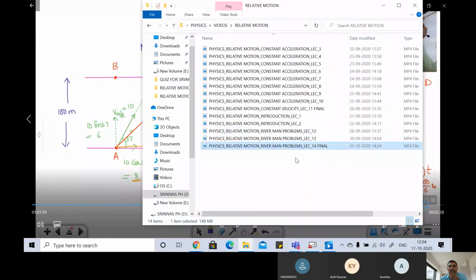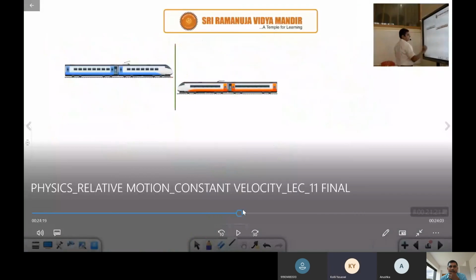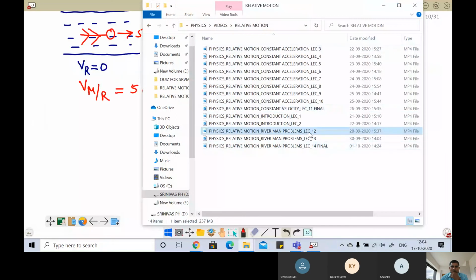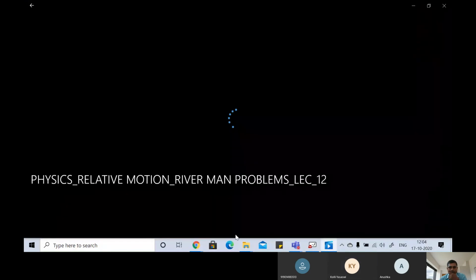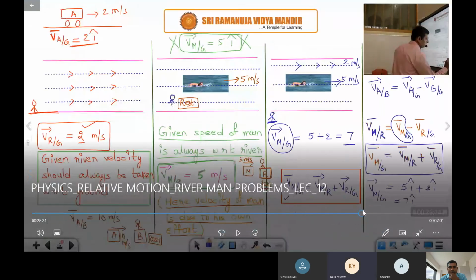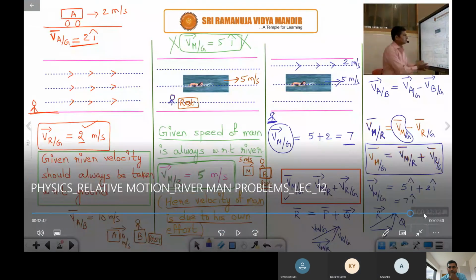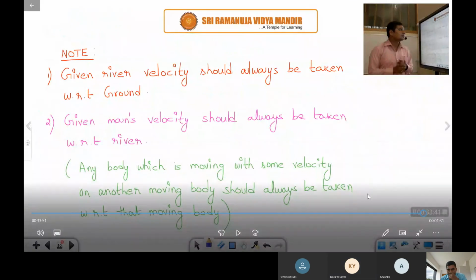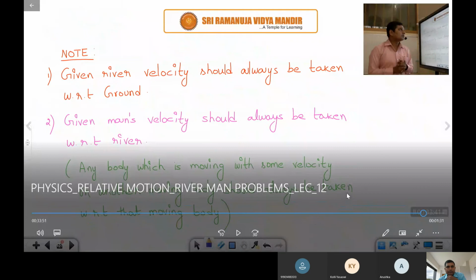Only one important point is there. That important point is that one, the green color one. Sorry, not this. This one, this point. This point is very important, the green color one which I wrote.